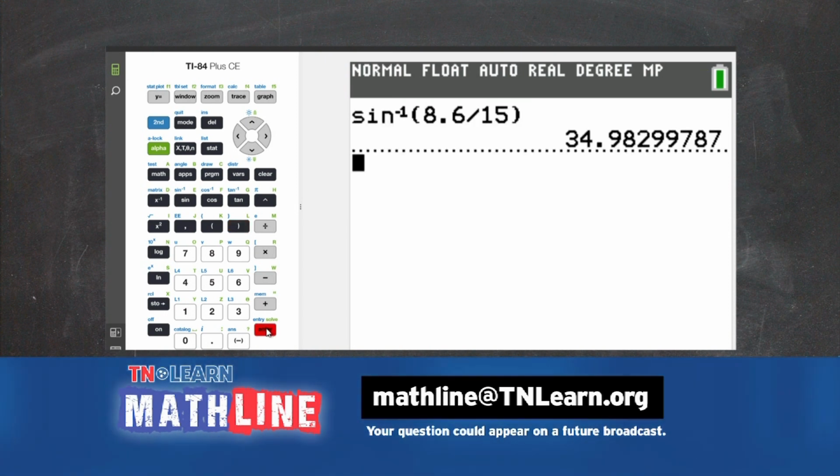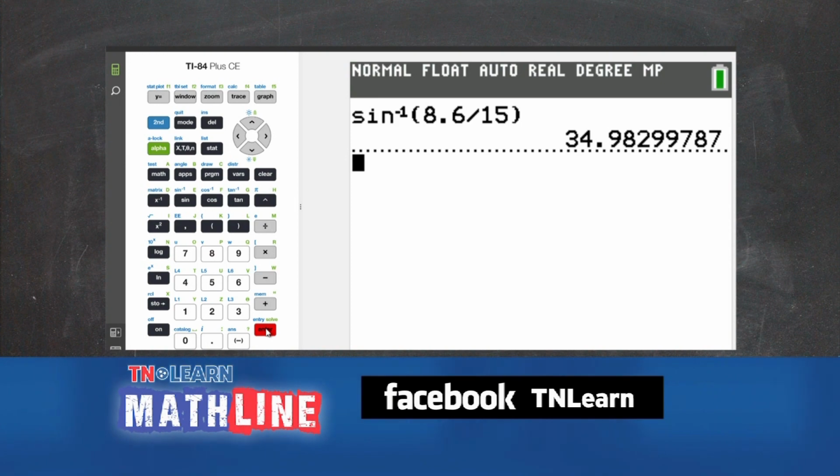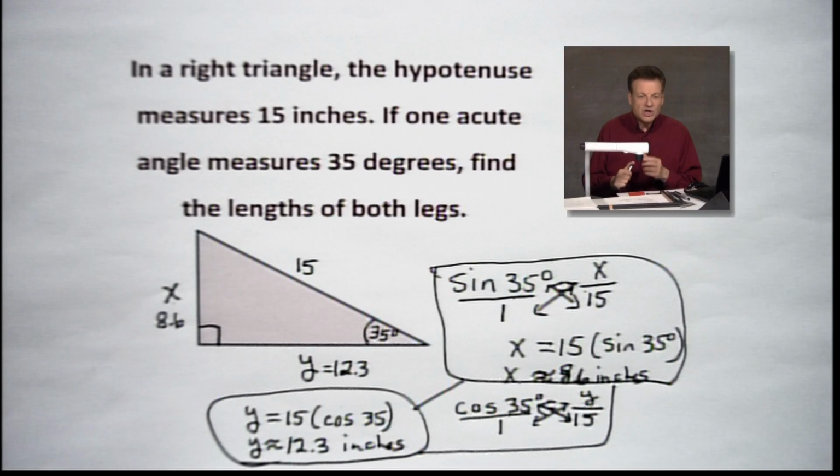There it is, 34.98, almost back to 35. If we'd taken out a few more decimal places, we would be hitting right about on 35 on the money. All right. And we could have done the same thing with cosine, using, of course, 12.3, and that would get us back to the 35 degrees also. It's an amazing world of trig. It's a great, fun place to go, and I encourage you and tell you enjoy it when you get out there in the high school level.